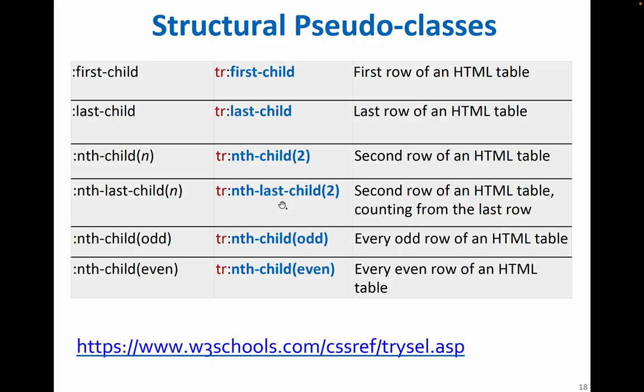Also, there are different versions, like the nth-last-child, which means counting from the last row. If you want to select the second from the end, then you can use this. Of course you can change this number, this is just a parameter.